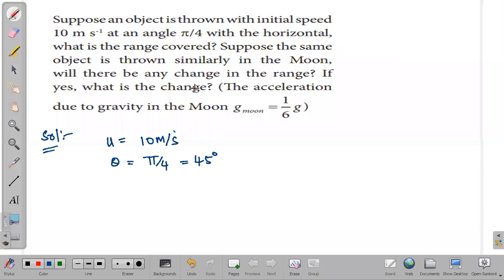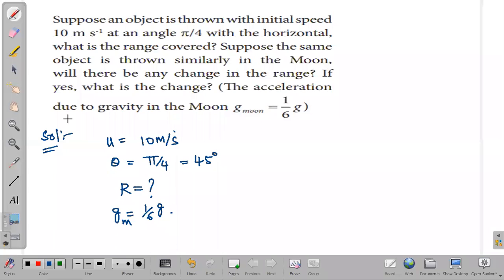Next, they are asking directly for the horizontal range, if it is on the moon. One more piece of information they have given is that g is equal to 1 by 6 of G. What is this G? The G is the acceleration due to gravity on the surface of Earth.